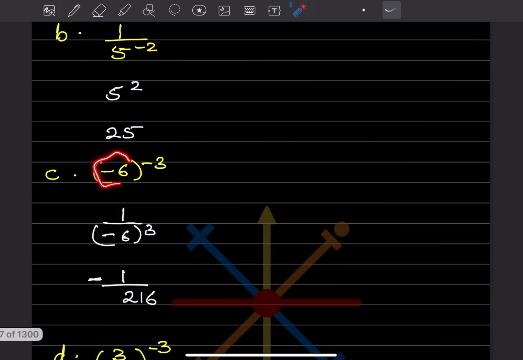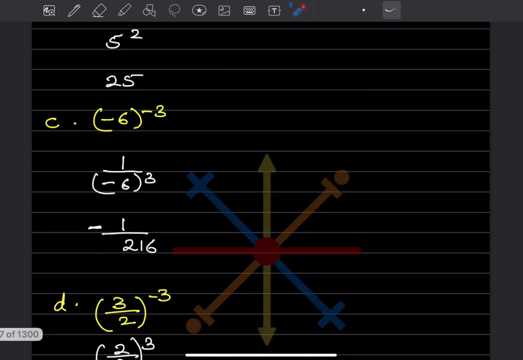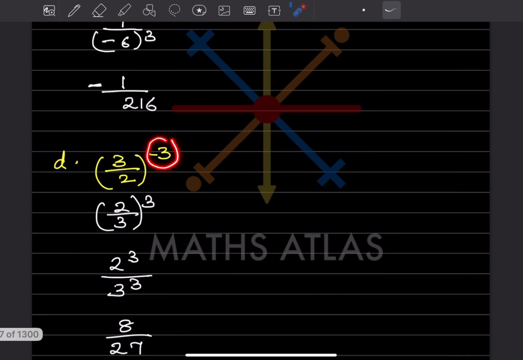Again here, because the exponent is negative, so that will be 1 by minus 6 raised to 3. This becomes positive 1. So 6 raised to 3 means 216. So whenever there is a minus in the denominator, we have to write it in the positive, because here is plus, here is minus. So plus divided by minus is going to be minus. So minus 1 by 216.